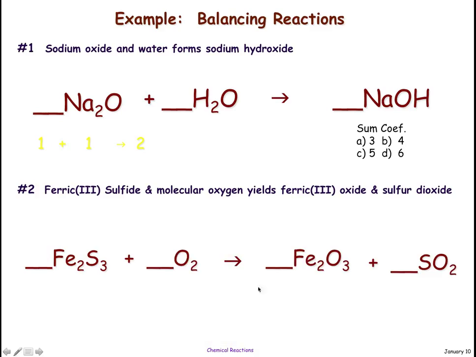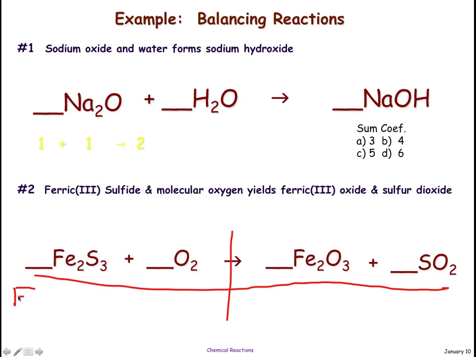Now, again, take a look at before and after. We have 2 irons here, 2 irons here. So our iron is okay. Let's take a look at sulfur next. Remember, why am I proceeding with sulfur and not oxygen? Because this right here is the rule that I told you in the previous slide.